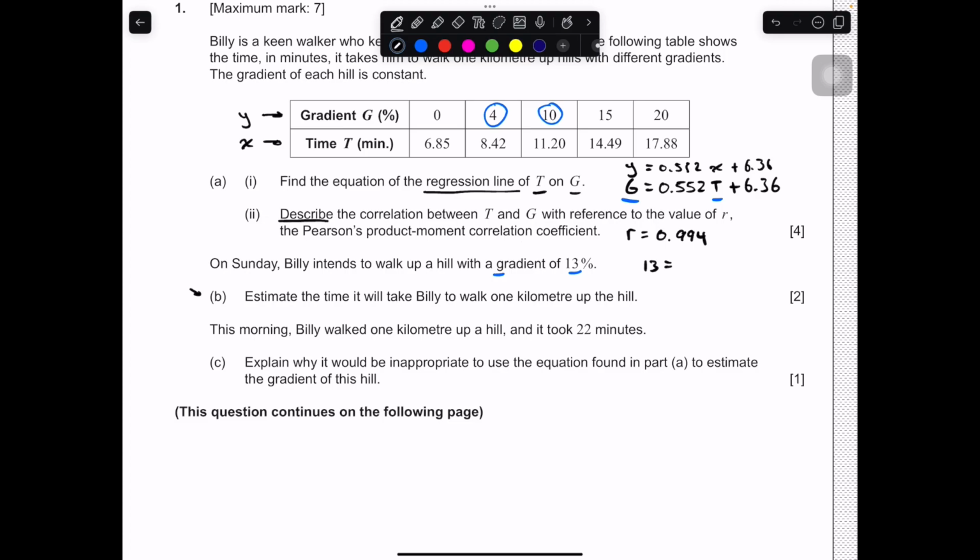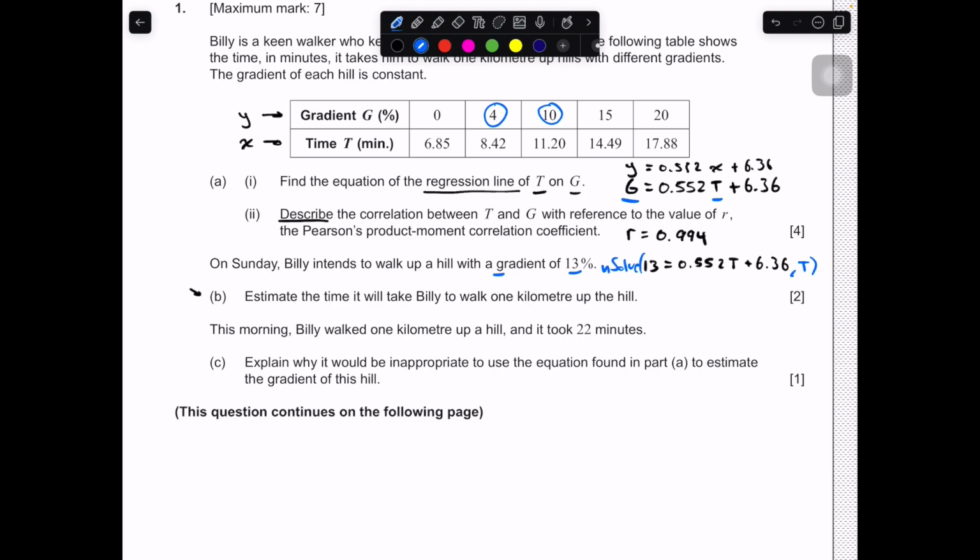13 is equal to 0.552t plus 6.36. And since we have an equation with only one unknown in this case, we can go ahead and work this out algebraically, or just solve for t. I'm going to go ahead and do that.